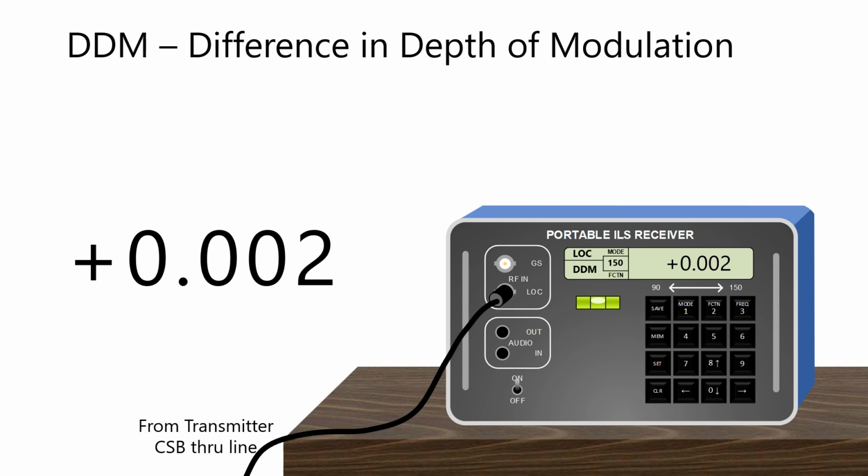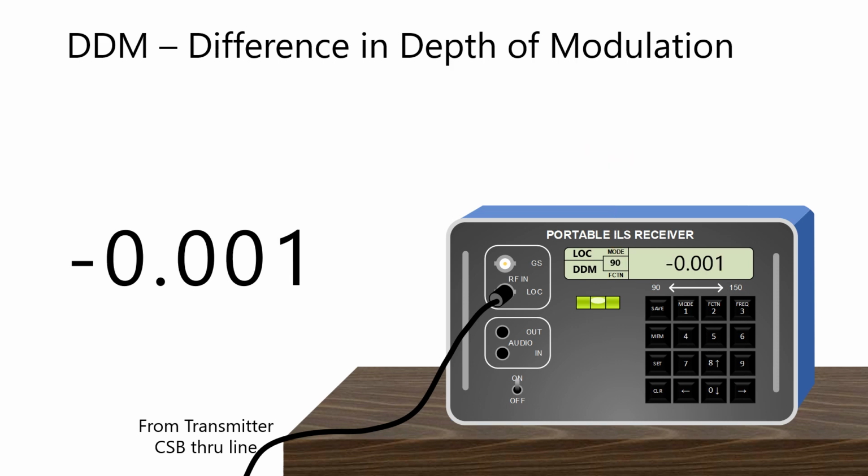Here is an example of a reading of 2 in the 150. Notice the PIR also shows 150 as the predominating frequency next to the DDM value. Here's an example of a reading of 1 in the 90. Notice the reading is negative and shows the predominant frequency as 90 Hz.